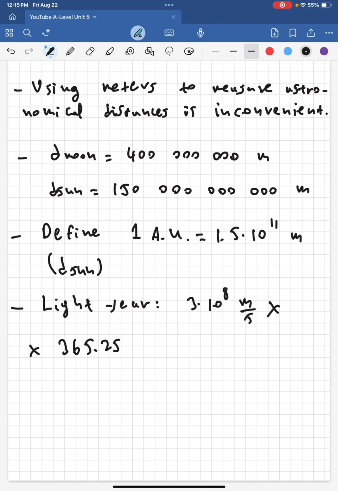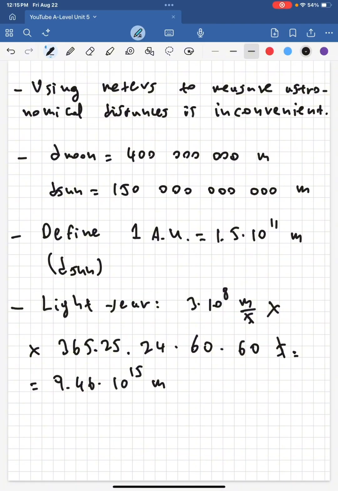365.25 actually is the exact number, days in a year, times 24 hours in a day, times 60 minutes in an hour, times 60 seconds in a minute. Yes, okay. So that's seconds, this cancels. And if we do the calculation, we find 9.46 times 10 to the 15 meters.